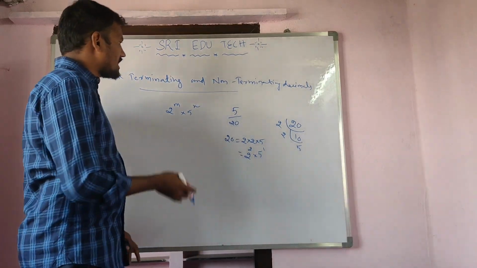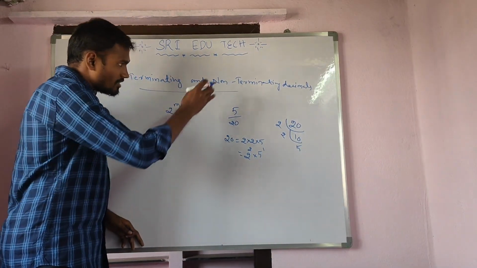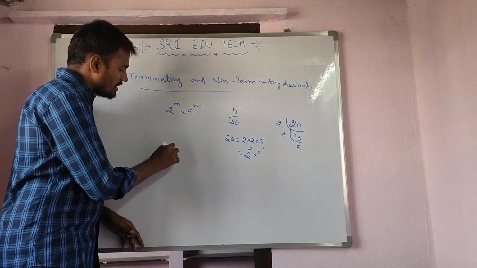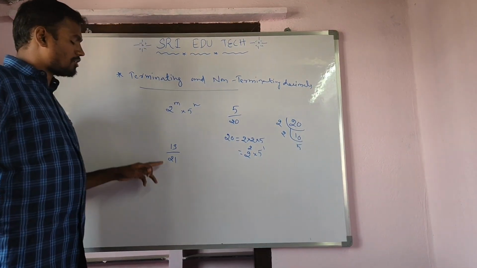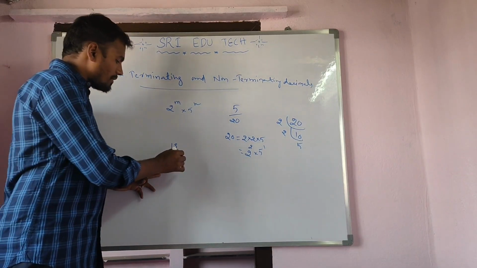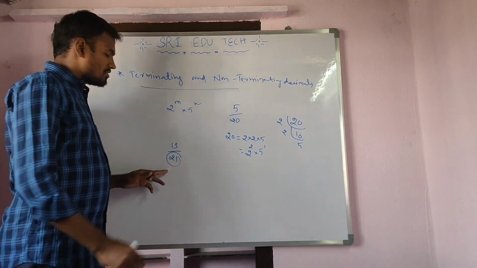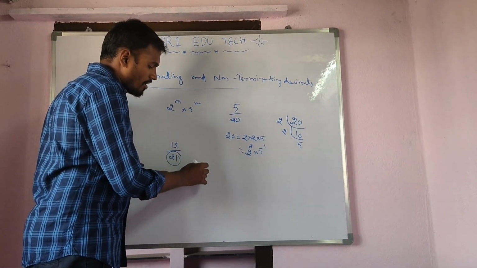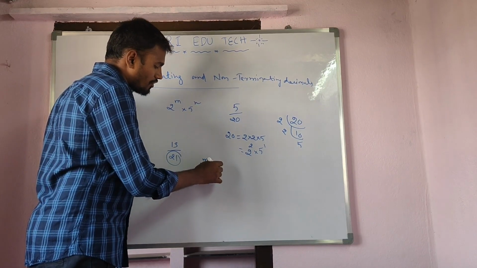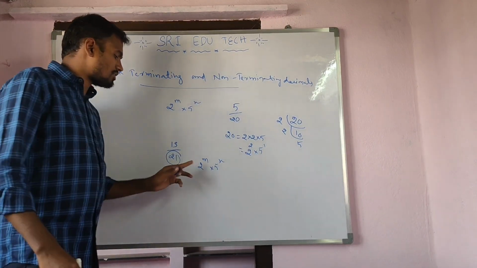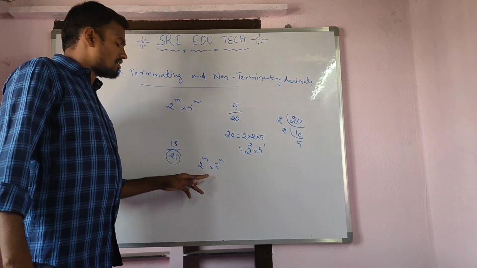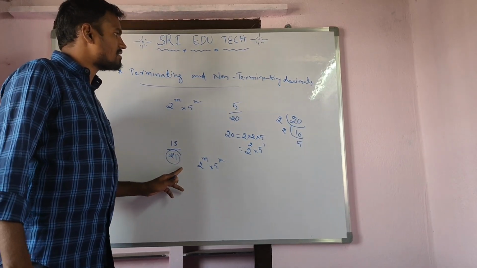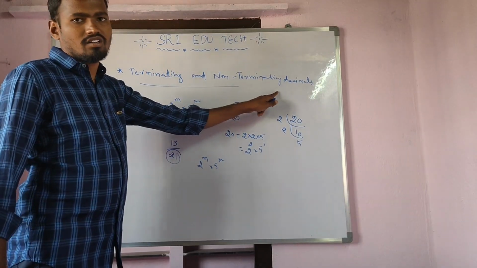Then let us take another one, non-terminating decimals. 13 by 21, amma. Take the denominator 21. 21 is not of the form 2 power m into 5 power n, because 21 is an odd number, it cannot satisfy this condition. Hence, the given number is a non-terminating decimal.